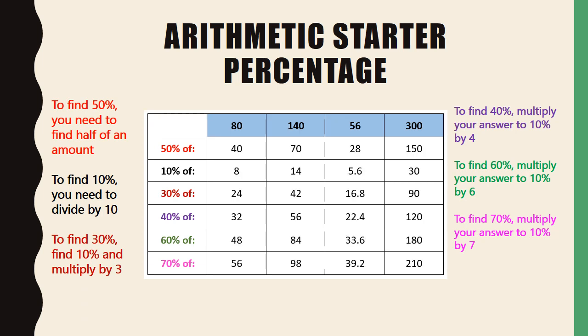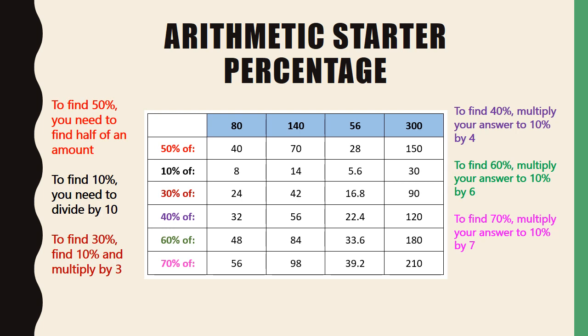So here are our answers shown on screen. We'll go through one row together, and then you can just mark down the answers on the others as you see. So 50% of 80, we know to find 50% you need to find half of the amount. So half of 80 is 40. 10% of 80 is 8, because 80 divided by 10 is 8. And then we take that same 8 and multiply it by 3. So 10% is 8, and to get from 10 to 30, we multiply by 3. So we multiply 8 by 3 and we get 24. 40% of 80 is 32. 60% of 80 is 48, because we do 8 times 6 and we get 48. And 70% is 56, because 7 times 8 is 56.